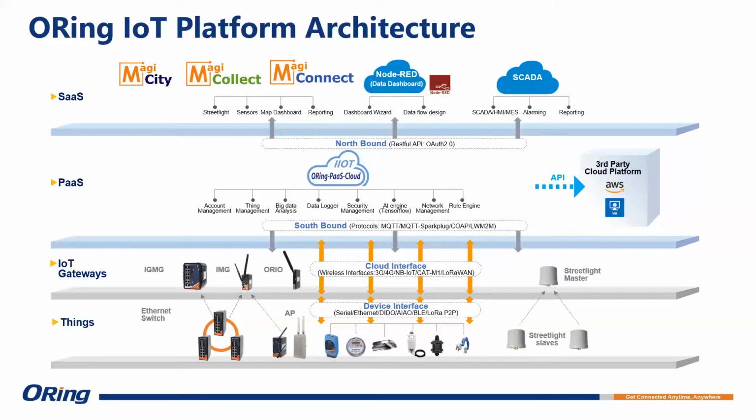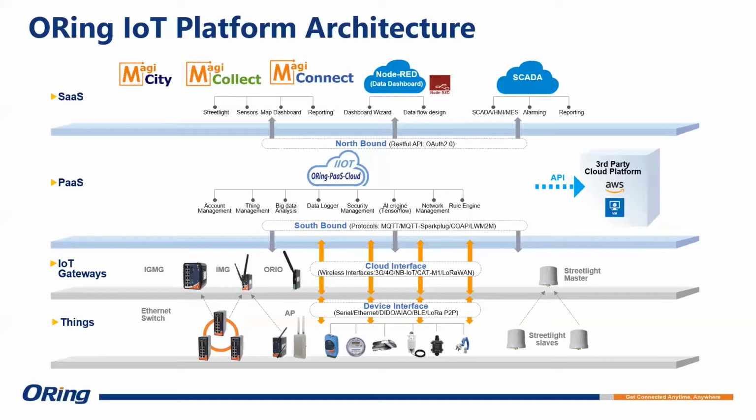In this case, ORing developed several applications that were designed from scratch by our R&D engineers. These are MagicCity, which is especially designed for smart city applications and controlling intelligent lighting systems. We have MagicCollect, which helps to collect data from different kinds of sensors and end devices located somewhere in the field. We have MagicConnect. This is a feature and application which helps to establish a VPN tunneling connection with end devices, which is secured, encrypted, and helps to control the end devices, for example, change the configuration or access the device remotely.